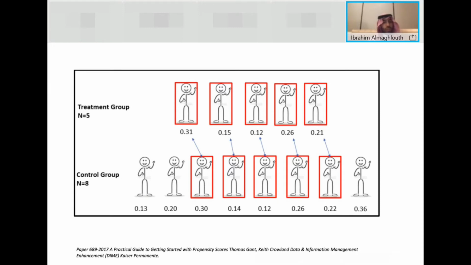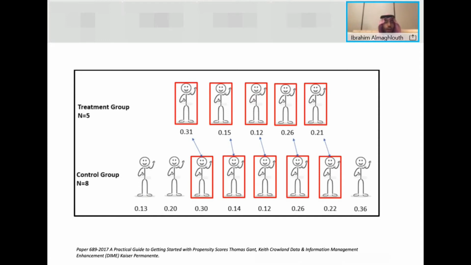So you make sure that both groups are similar. You match each individual with 1, 2, or 3 individuals from the control group with a similar propensity score. You can see here 0.31 and 0.3, 0.15 and 0.14. Usually the matching uses something called a caliper. That means how far you want the absolute difference between both propensity scores to be. That's one of the commonly used methods.